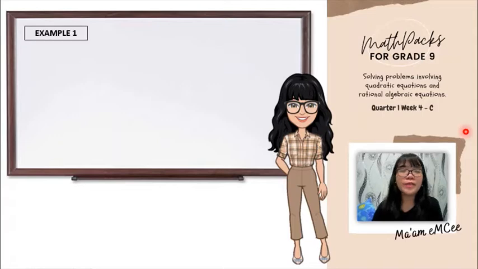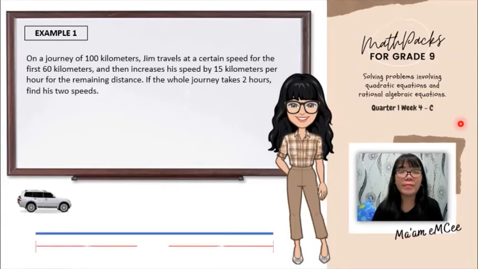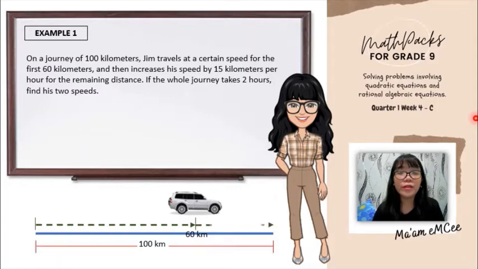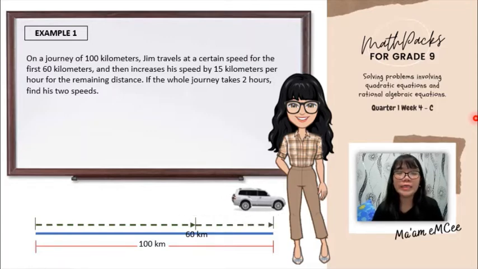Now let us proceed with example number 1 on your MathPacks. On a journey of 100 kilometers, Dream travels at a certain speed for the first 60 kilometers and then increases the speed by 15 kilometers per hour for the remaining distance. If the whole journey takes 2 hours, find his two speeds.